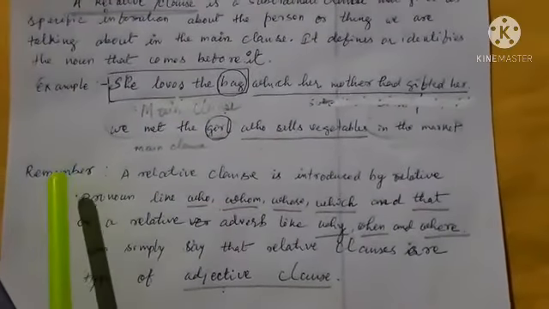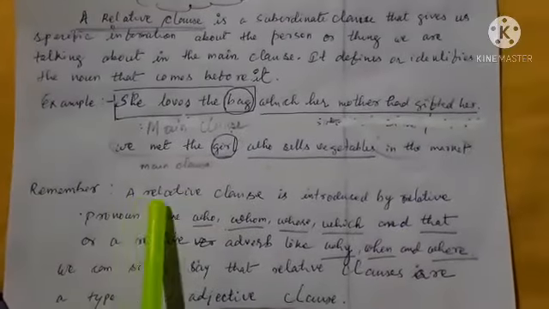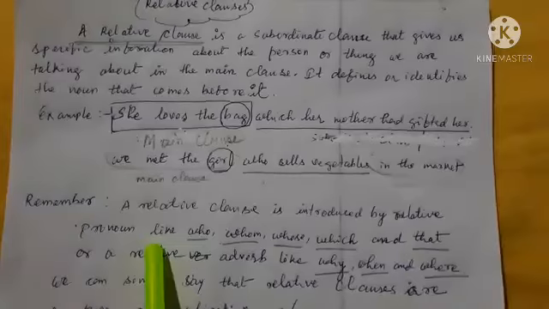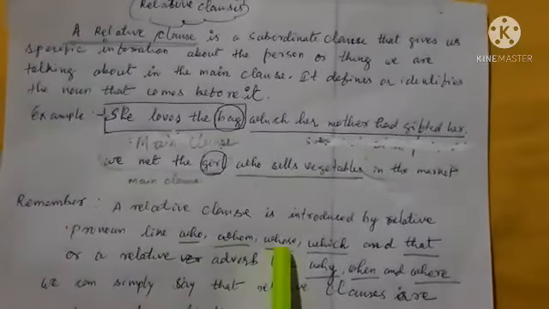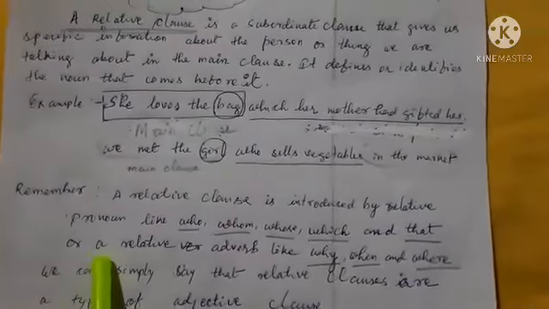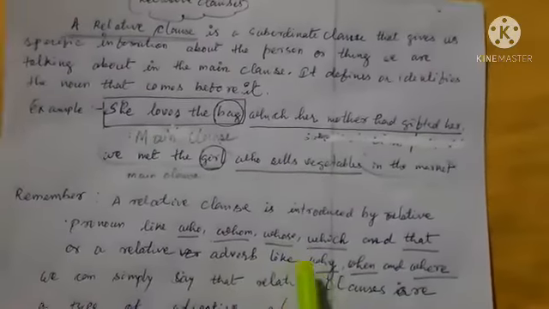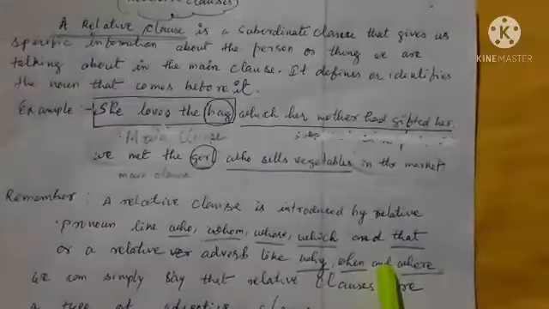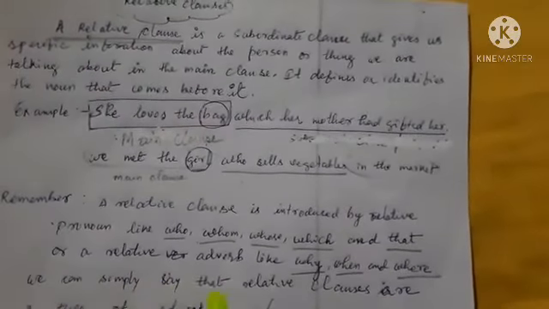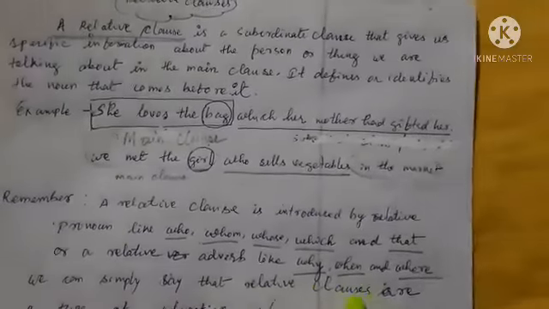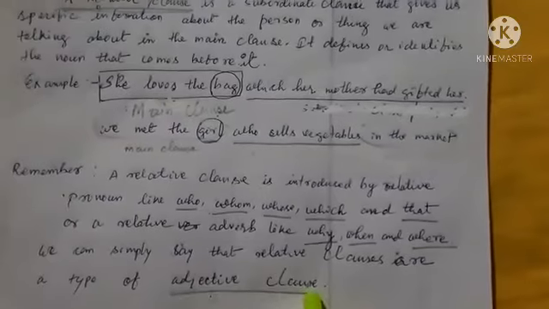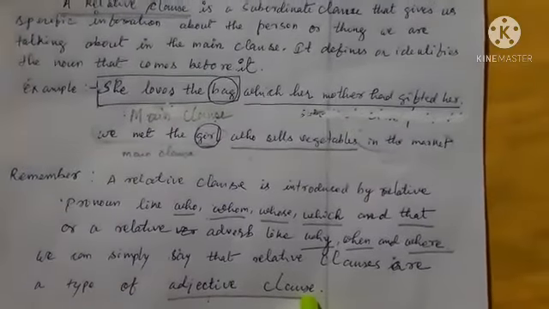Students, you must remember a relative clause is introduced by a relative pronoun like who, whom, whose, which, and that, or a relative adverb like why, when, and where. We can simply say that relative clauses are a type of adjective clause.